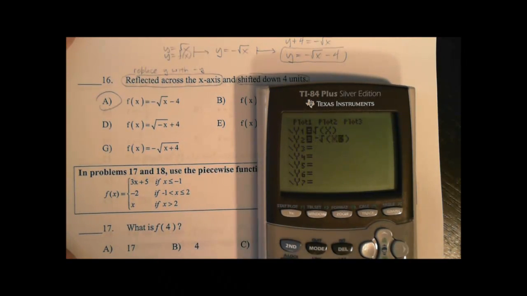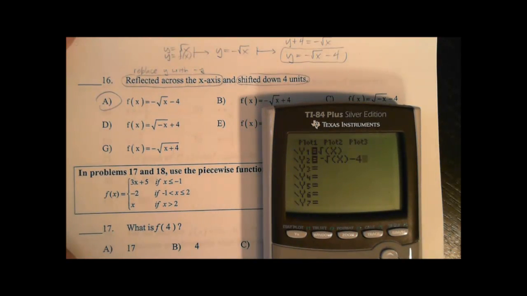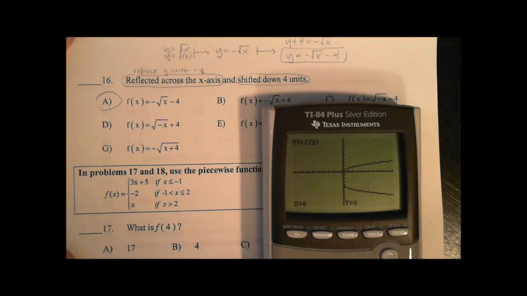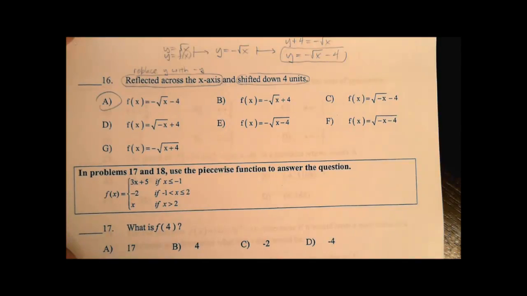Minus root x minus 4. So what we're looking for is something that's been reflected across the x-axis, and then shifted down by 4 units. Here's our original square root, and there we have it reflected across the x-axis. So if we were to take a point, there's the point (4, 2). If we reflected across the x-axis, we would go from (4, 2) to (4, -2). And then if we shifted down, we should be at (4, -6). So that's the right graph there.